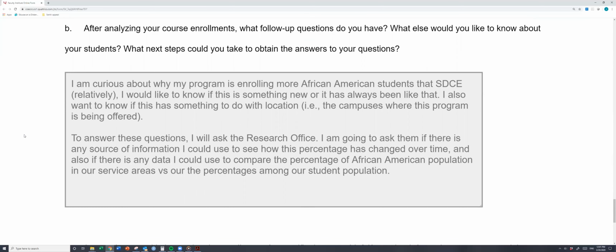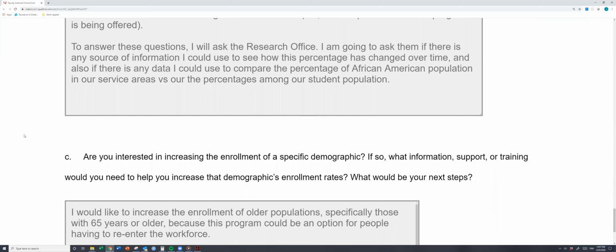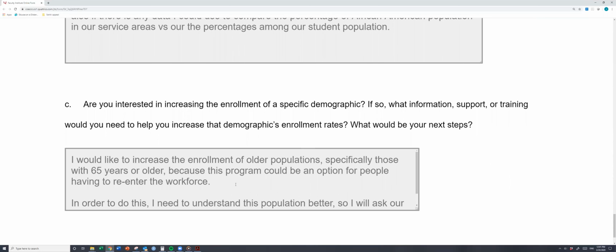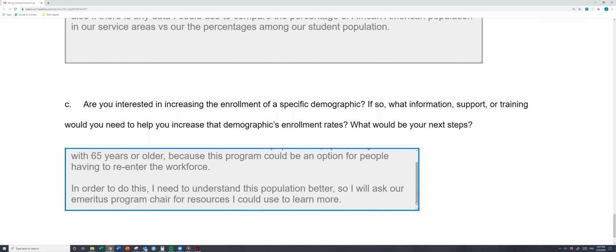The third question asks if I am interested in increasing the enrollment of a specific demographic. I am going to enter that I would like to increase the enrollment for older populations, specifically those with 65 years or older, because this program could be an option for people having to re-enter the workforce. In order to do this, I need to understand this population better, so I will ask our Emeritus Program Chair for resources I could use to learn more about this.